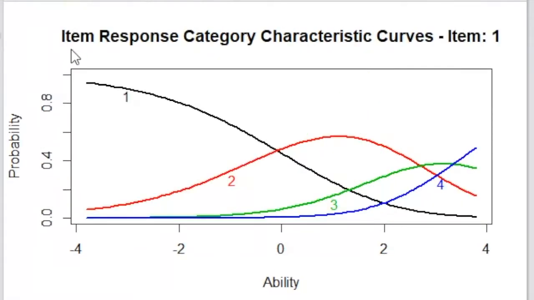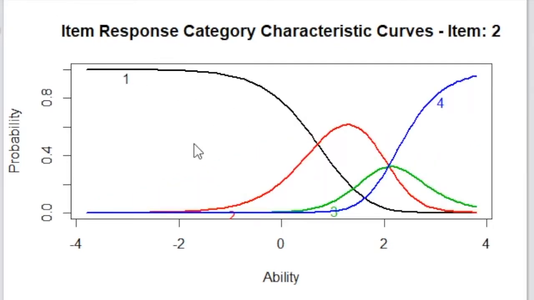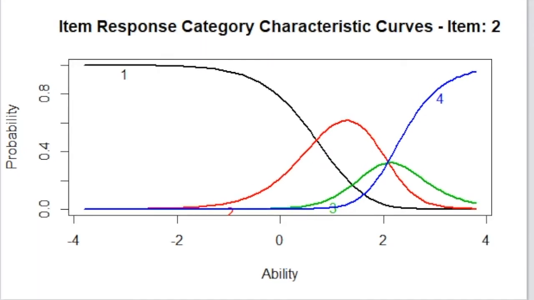The ICC model is used to show a graphic curve where the sharper the curve is, the better the item is. Here you can see that item 2 is better than item 1 because item 2 is sharper than item 1.